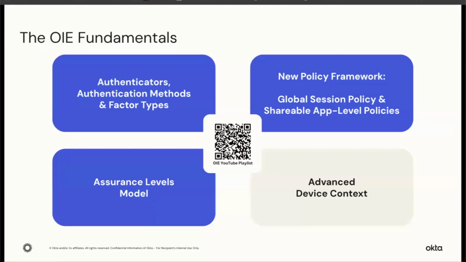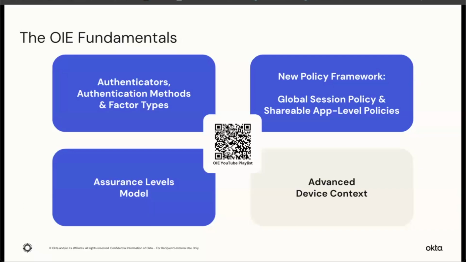So understanding how the global session and the app-level policy works is also very important. And that leads us to what we call the assurance model. One of the big benefits of OIE is that you don't need to define a specific sequence of factors to achieve a certain security outcome. You just define the security outcome. I want any two-factor, and OIE will figure out what prompts can be given to the end user depending on how many authenticators you have enrolled in your system. So this is much more abstract and flexible than it was in the past.